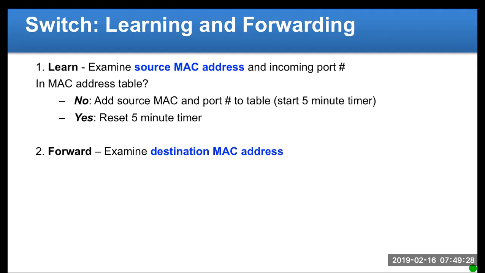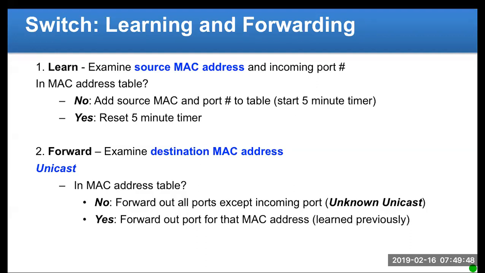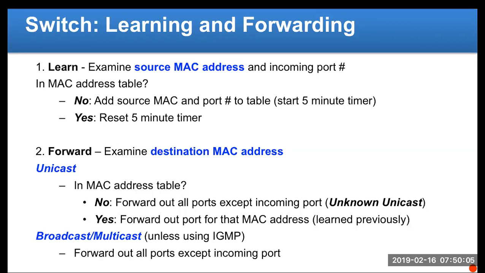It does that by examining the destination MAC address in the Ethernet frame. For unicast destination MAC addresses, it says, is this in the MAC address table? If it's not, it forwards it out all ports except the incoming port. We call that an unknown unicast. If it is in the table, then we'll forward out just that port because it had previously learned it by examining a source MAC address. We'll see how this works. If it's a broadcast or a multicast, I'm not going to talk about IGMP here. We'll just say that it will forward it out all ports except the incoming port.